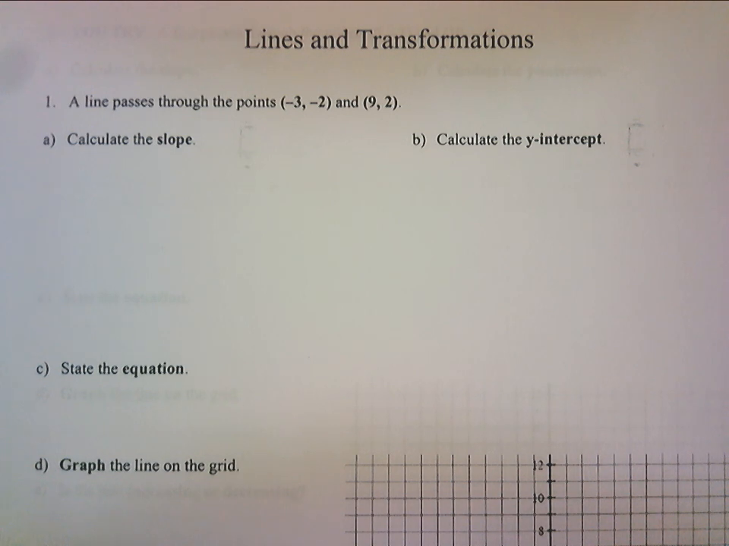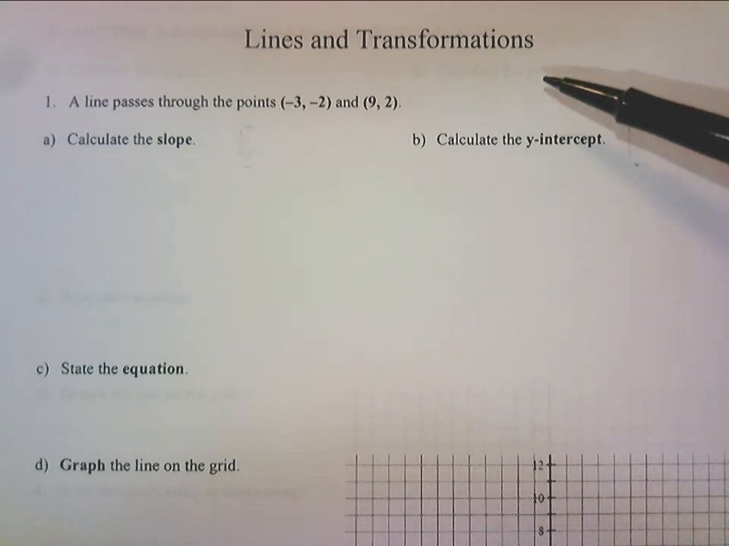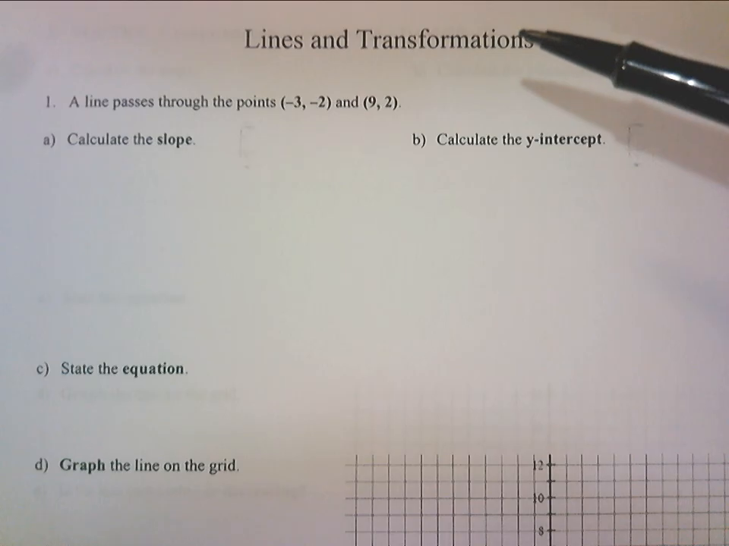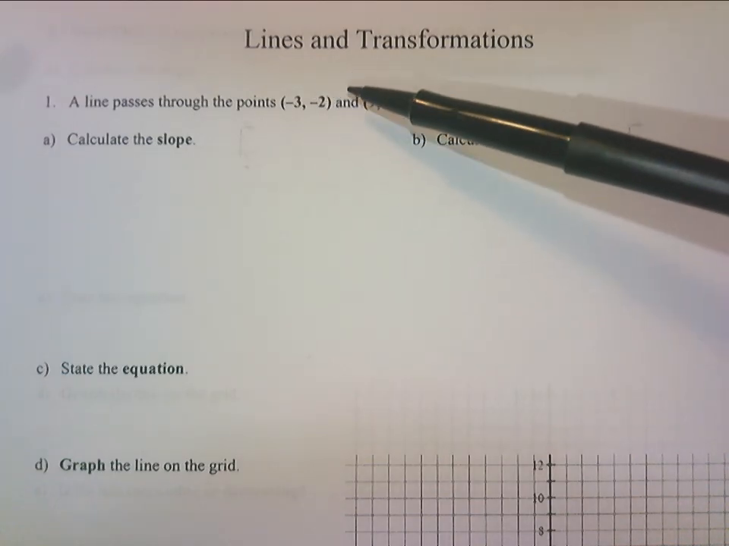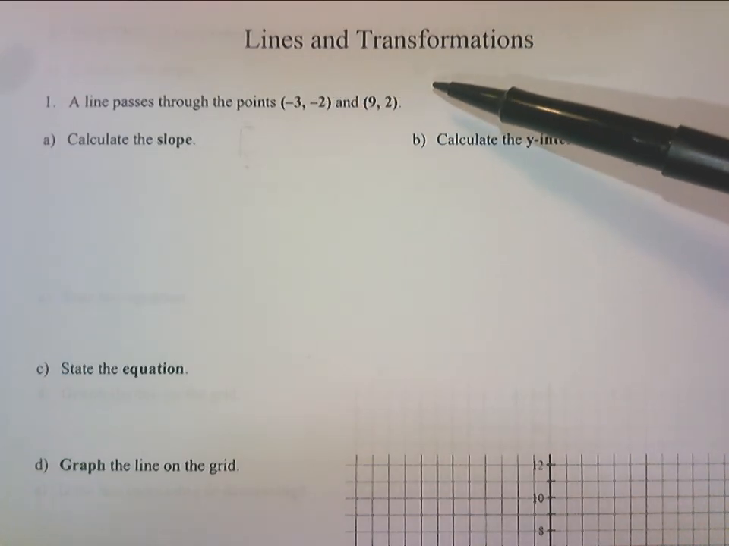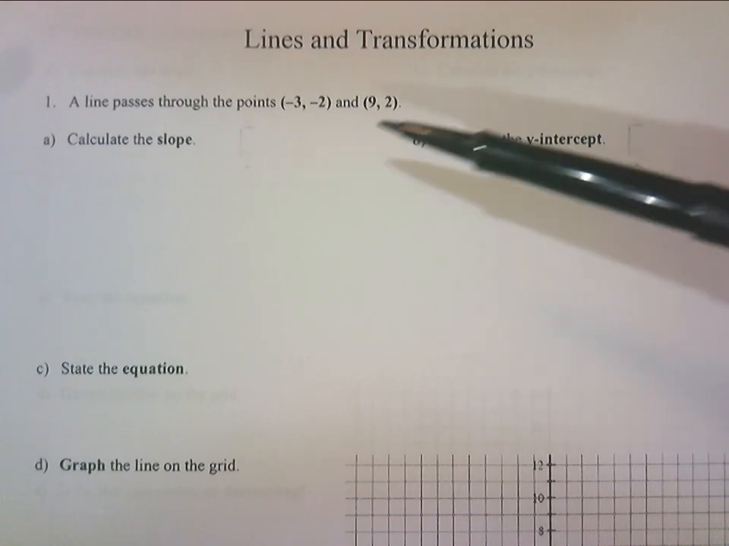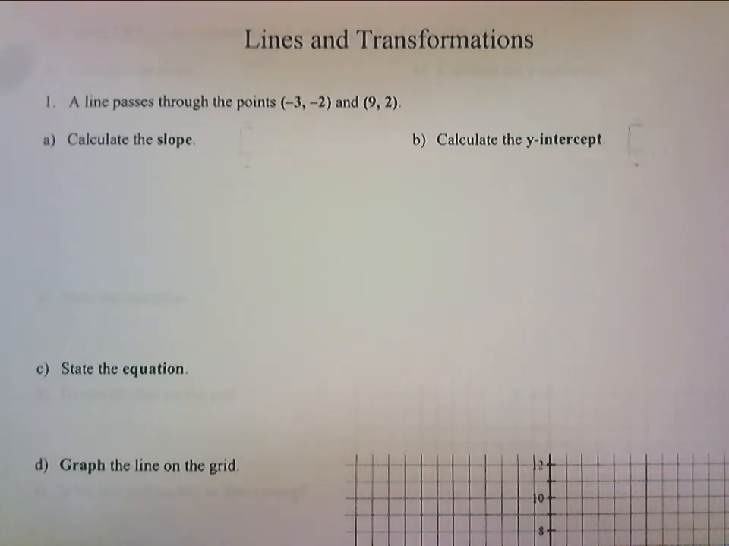In this video, we're going to talk about equations of lines and transformations. So our first question says, a line passes through the points (-3, -2) and (9, 2). The first thing it asks us to do is to calculate the slope.